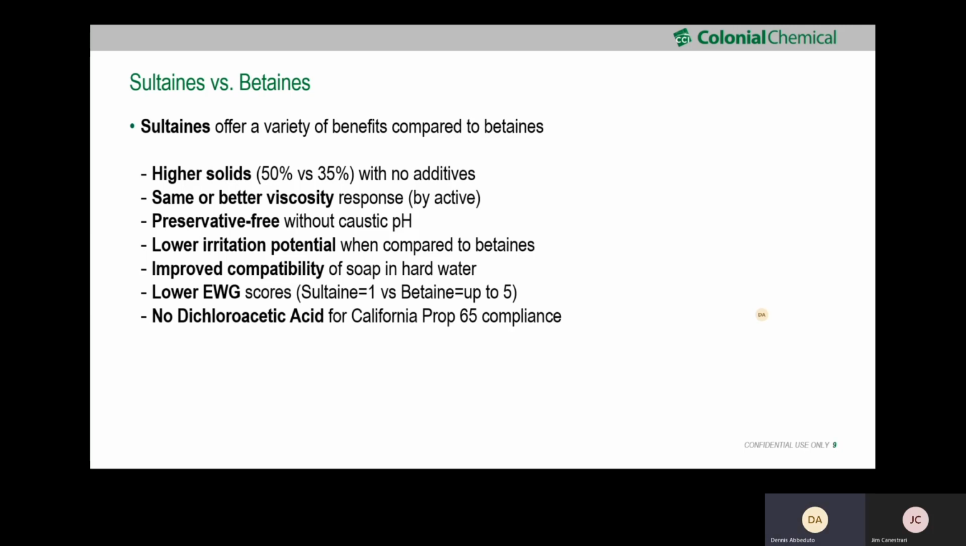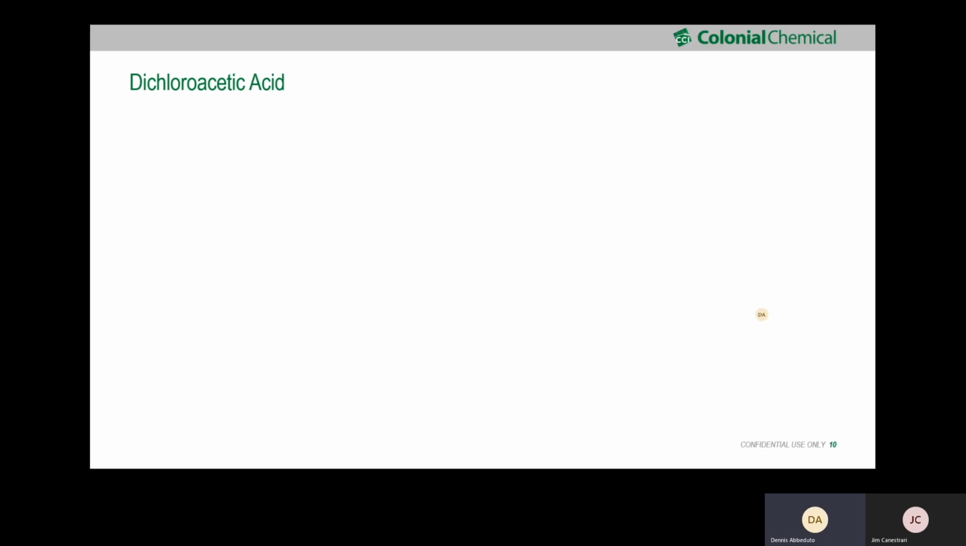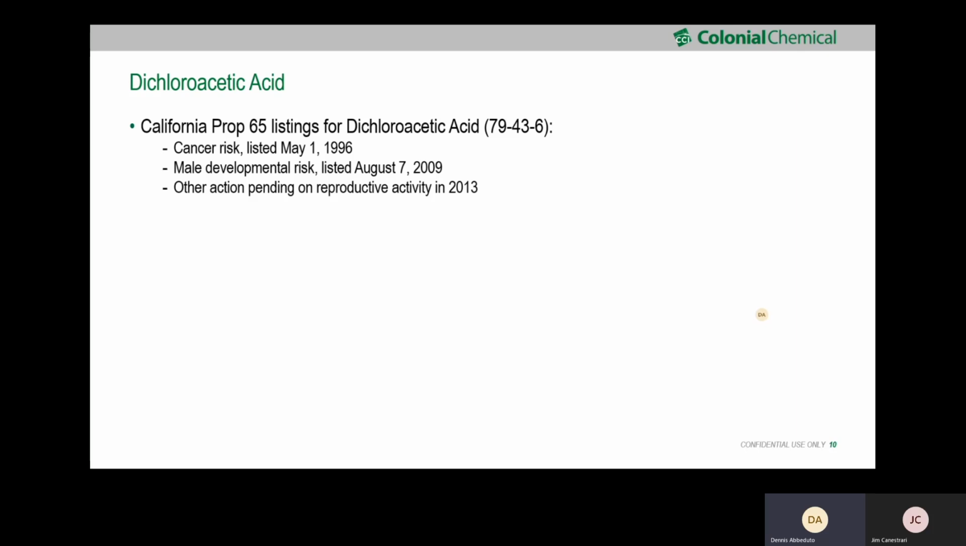Finally, sultaines do not contain any dichloroacetic acid byproduct, which improves the California Prop 65 compliance. Just a quick word on dichloroacetic acid. This is something that's listed on the California Prop 65, has been for many years, first listed in the original list in 1996. It's had some additional flags added in 2009 and has been undergoing some additional potential action as recent as 2013. There is no safe harbor limit established for dichloroacetic acid.